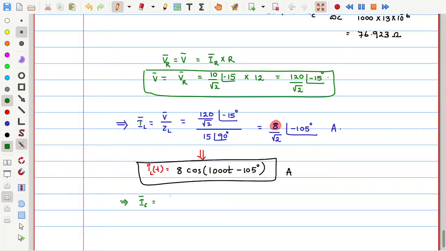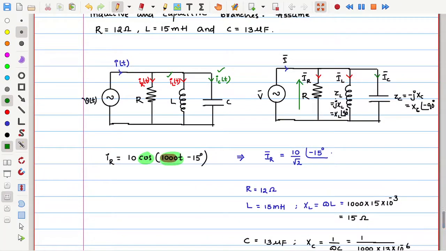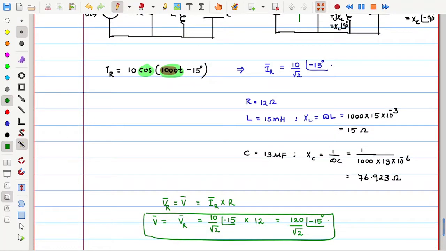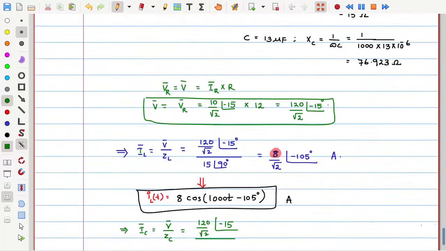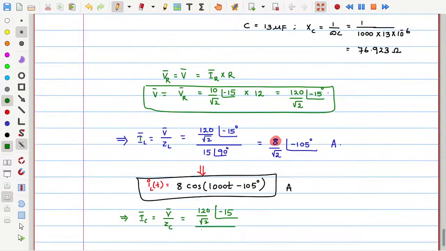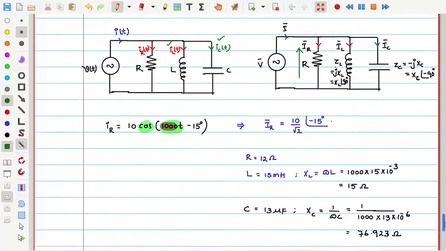capacitive current. How much is IC? V by ZC, which is equal to 120 by root 2 at an angle of minus 15. So ZC is XC at an angle minus 90, right? See here, ZC is XC at an angle minus 90. How much is XC? 76.923 at an angle minus 90, right? Okay, so at an angle minus 90.